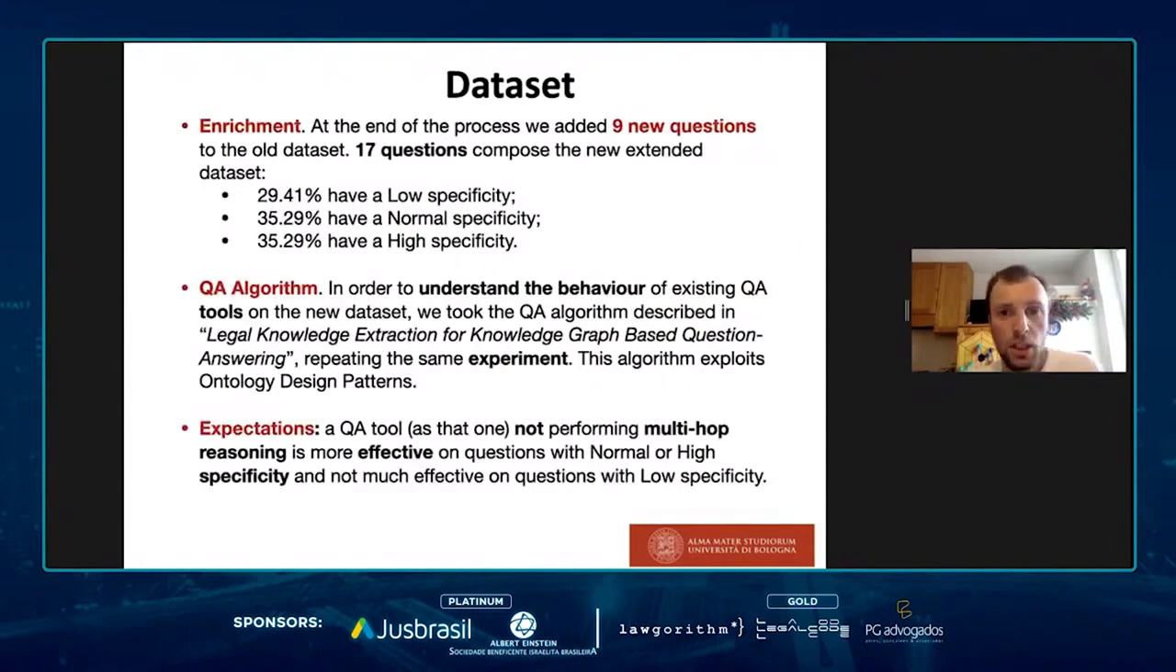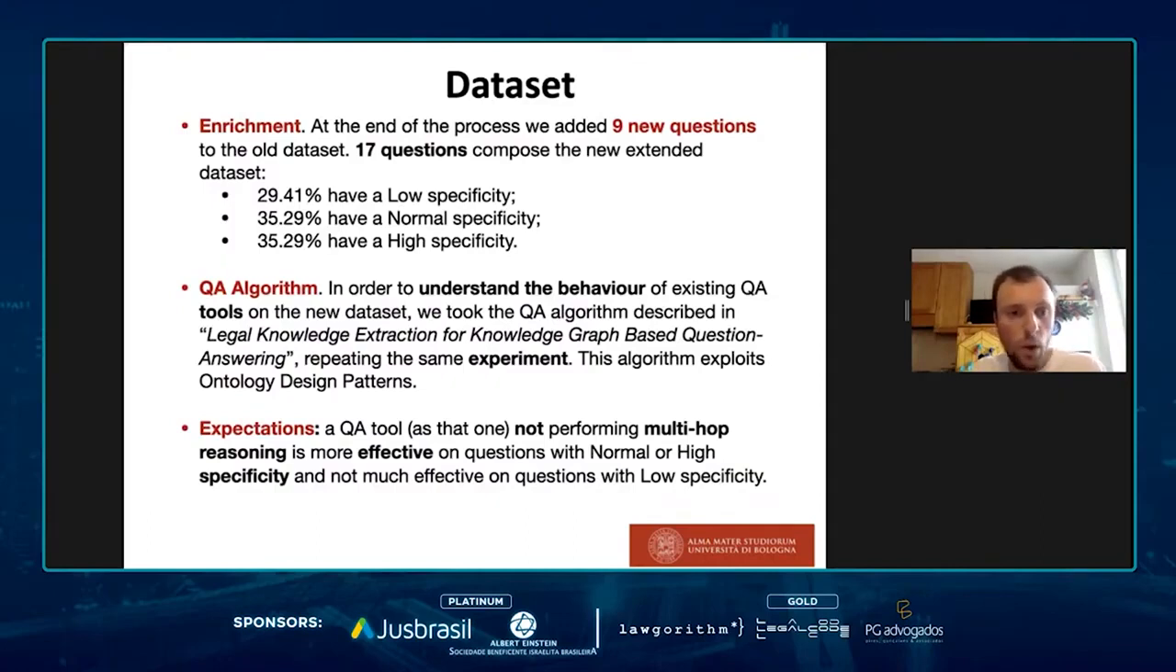After the process, we had 17 questions, and of them, practically 1/3 had a low specificity, 1/3 a normal specificity, and 1/3 a high specificity. And we also try to evaluate the dataset using a tool. So we try to understand the behavior of existing tools on the new dataset.